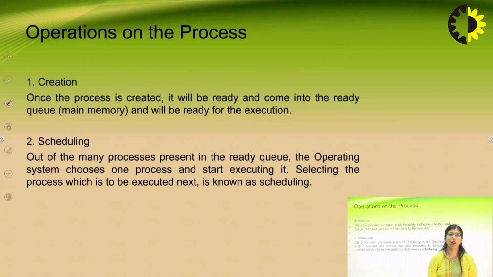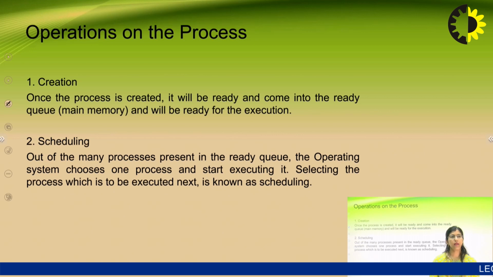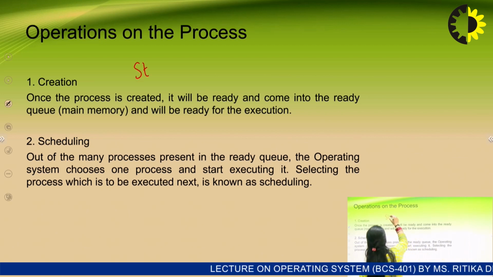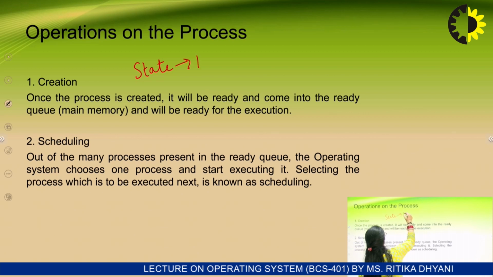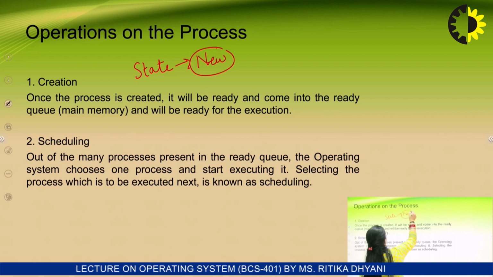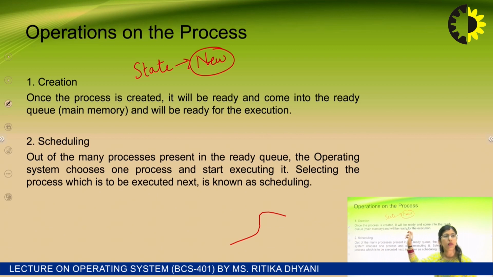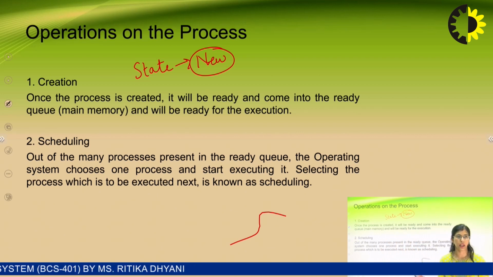Next topic is operations on the process. So the first is creation. Once the process is created, it will be ready and come into the ready queue and will be ready for execution. So the first operation that can be done on a process is the creation of the process, where the state of a process is new. This new state defines that the process is created and now it is ready to come to the ready queue.